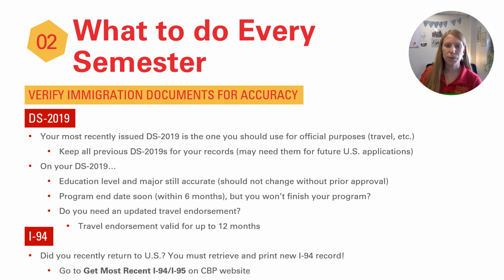Another important immigration document to check each semester is your I-94. This document verifies what status you entered the country in. It is important to check all information on your I-94 for accuracy, such as making sure your name matches your visa and DS 2019, and the last date of entry reflects your latest travels. This document is updated every time you travel and return to the U.S. If something is not accurate, please reach out to your international advisor for further instruction.